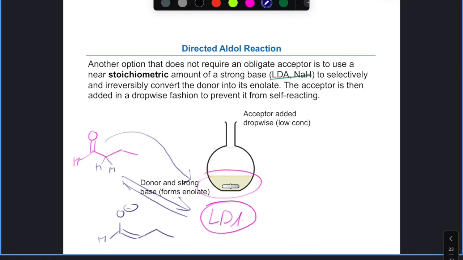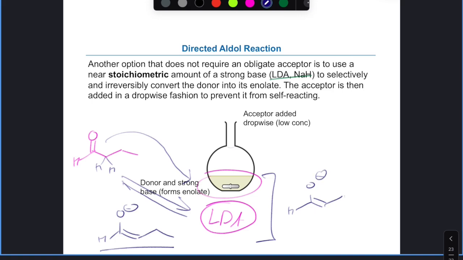If I use something like LDA, it's a very strong base. It's a very rapid deprotonation kinetically. If I slowly add that purple donor to it, it only ever converts to my enolate. Once it's the enolate, it's not going to react with itself. Nucleophile can't react with nucleophile. So as long as I set that up, now what I have down here at the bottom is a solution of my donor ready to go.